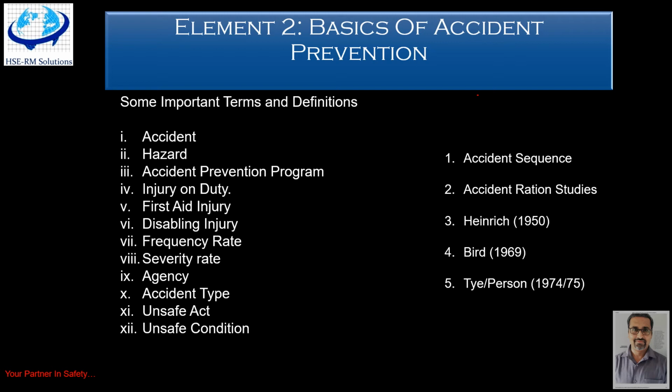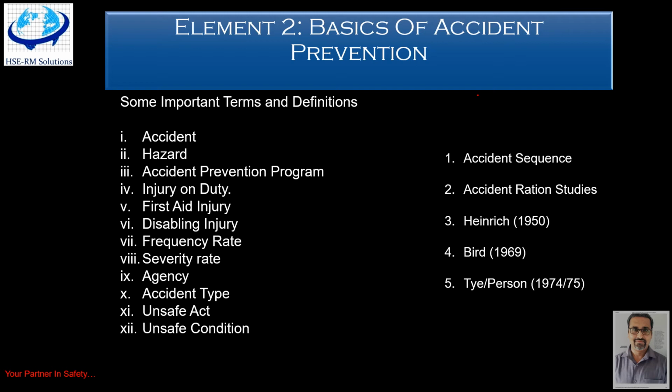This comes under agency. Now accident type, the manner of contact of the injured person with the object, substance or exposure, or the movement of the injured person that results in the injury. So fall of a person, caught between machine, stumbling and striking against object, electric shock, poisoning, these are examples of accident type.